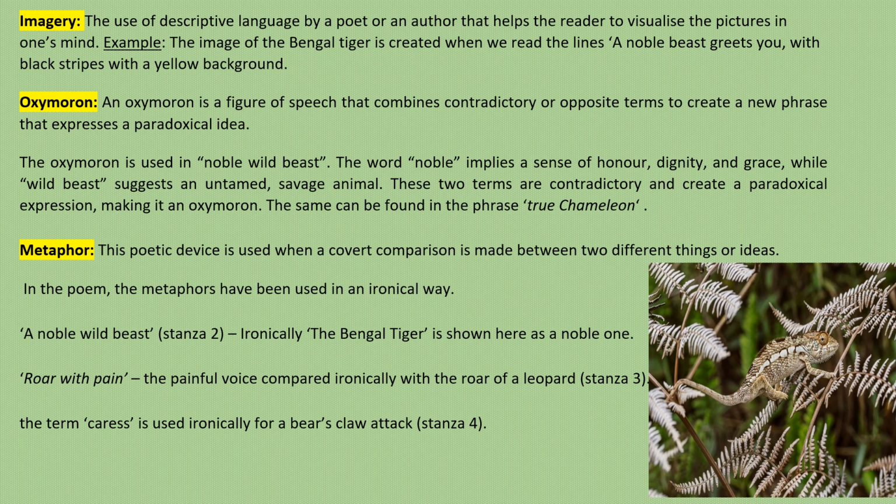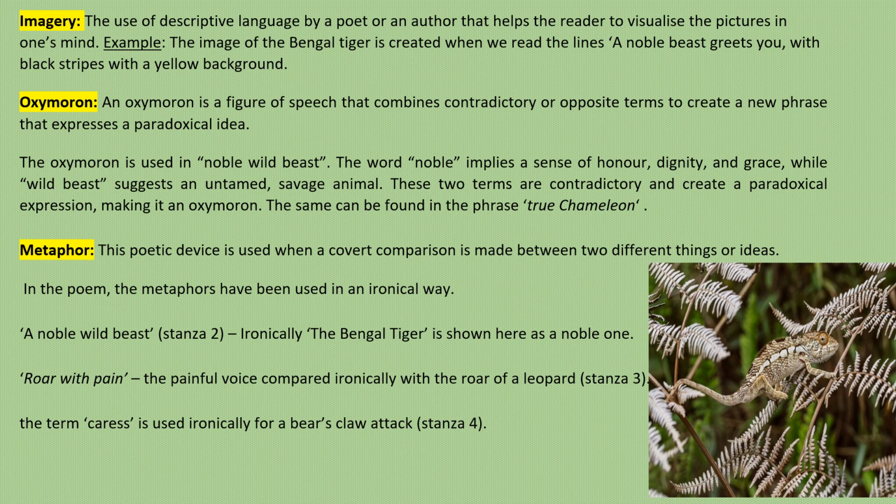Apart from the poetic devices that we have discussed stanza-wise, the poem uses imagery at various places. We are able to imagine the Royal Bengal tiger, the chameleon, the Asian lion, etc. Oxymoron also you see in stanza 2, the noble wild beast. Then in the sixth stanza, we have true chameleon. All these are the examples of oxymoron.